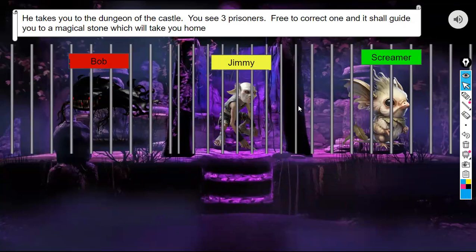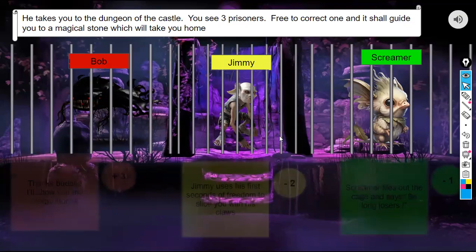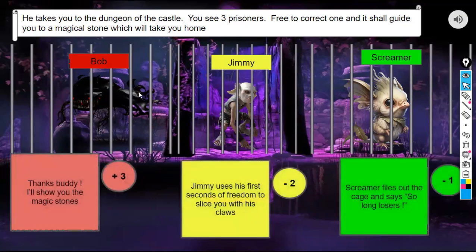All right, so let's see which one is the correct one here. I'll get ready to update your sheets. So Bob was the correct choice. Jimmy apparently sliced you with his claws, and Screamer, well, he just flew away. All right, so update your scores.